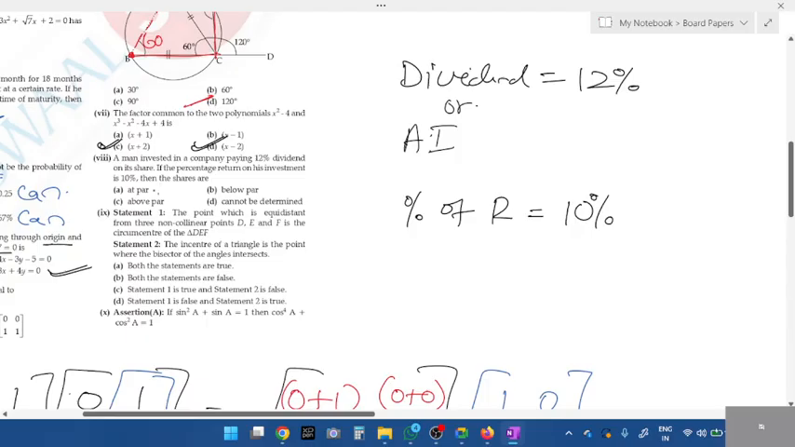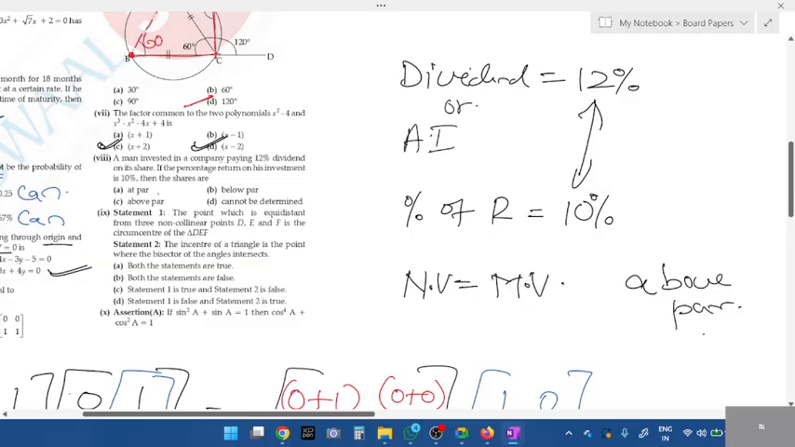Then the shares at par. What do you mean by par? I told you, at par means nominal value will be equal to market value. Remember this concept. Whenever our annual income or dividend is greater than the return, it will always be above par. The answer is above par. Which means more than the rate of return, our annual income is increasing. Every year we are getting more returns. It is more than 12%.